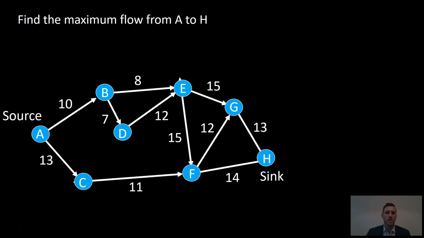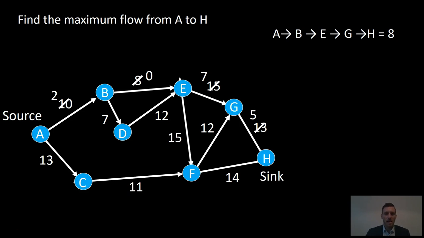We want to know the maximum capacity from A to H, which is the source to the sink. The first path we'll look at is A to B to E to G to H. E has the lowest capacity of this path of 8. This is the maximum flow of that path. So we cross out 10 and we write 2, and we cross out 8 and we write 0, and we cross out 15 and we write 7, we cross out 13 and we write 5.